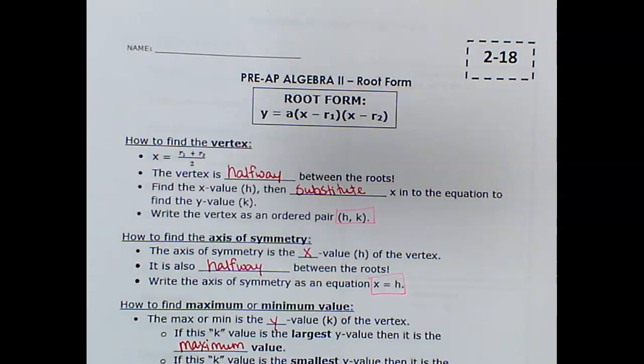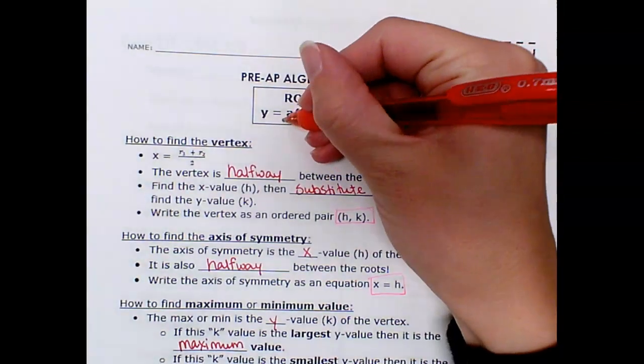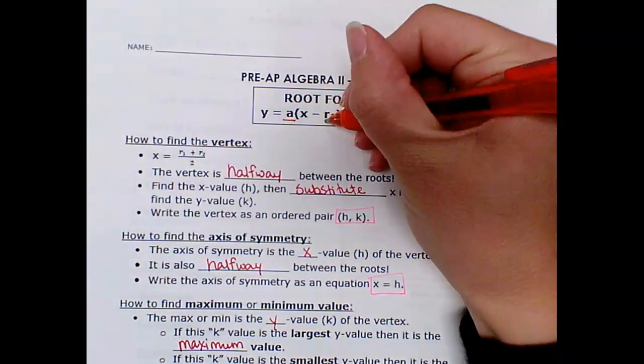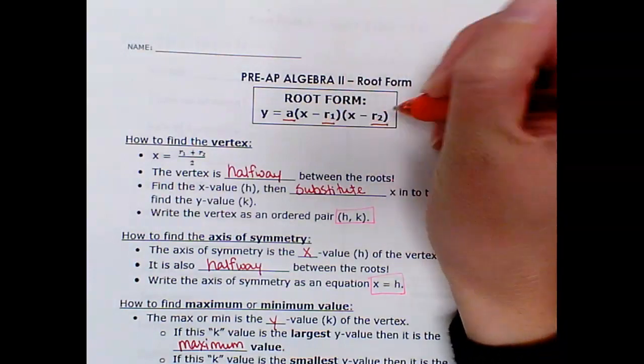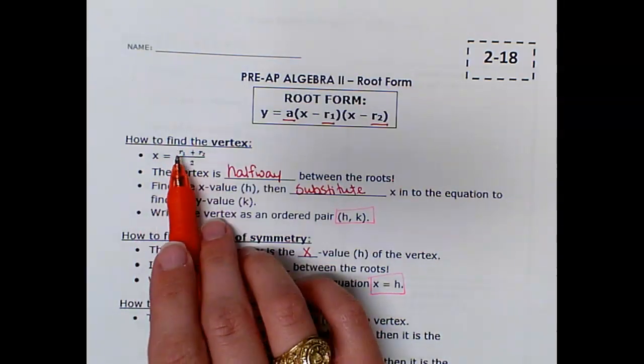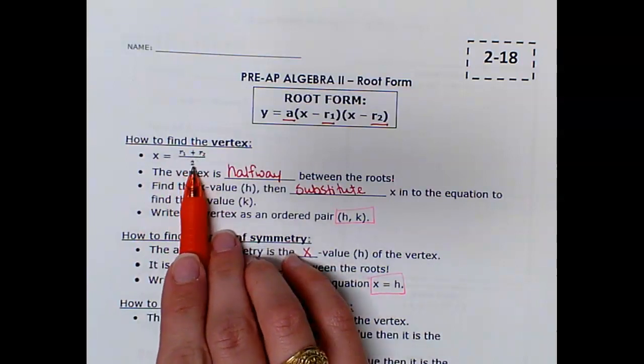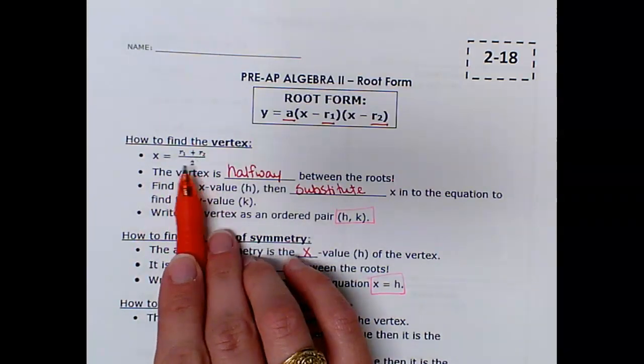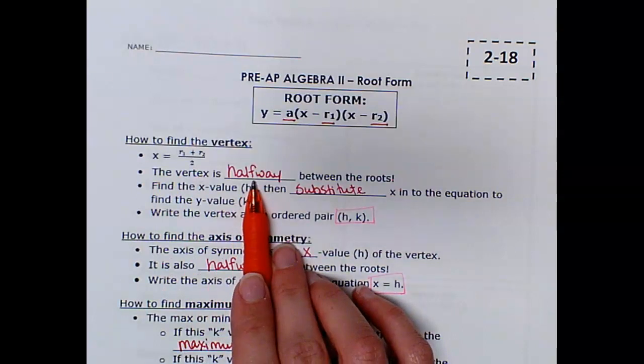So in root form, we have the a value that appears in the other two forms, but then we have the first root and the second root. There are typically two roots in your quadratic functions. If you're looking for the vertex, take your two roots, add them together and divide by 2. That's the average, and that'll be the halfway point between the roots, and that's where you'll find your vertex.